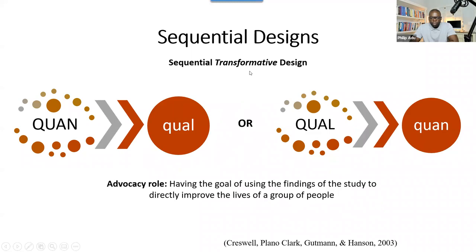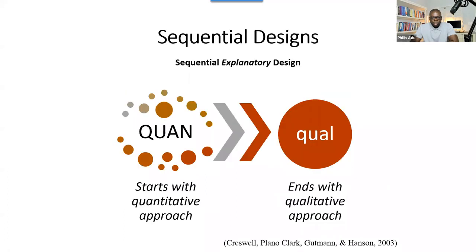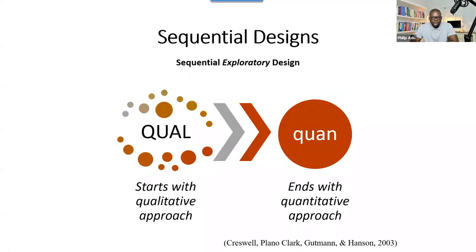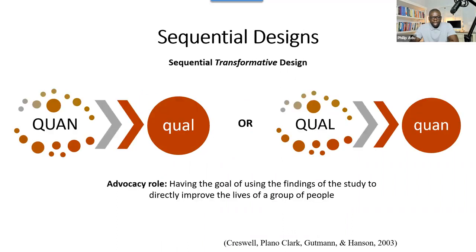The word transformative is more of trying to improve the lives of participants. So this means that you as a researcher, you have an advocacy role. You have an intention of using your study to improve the lives of people or to solve the problem of a group of people. So you can either use the first approach, which is the sequential explanatory approach, or the second one, the sequential exploratory approach. But it becomes sequential transformative approach if you have an advocacy role, if you intend to do the research to improve the lives of participants. But you are starting with one methodology and ending with the second methodology.